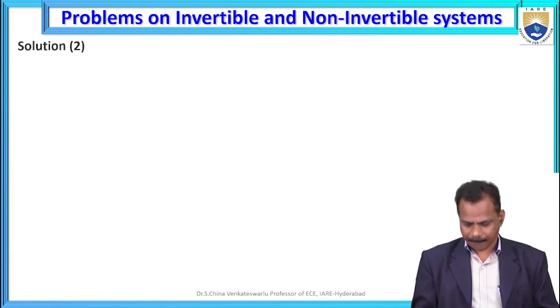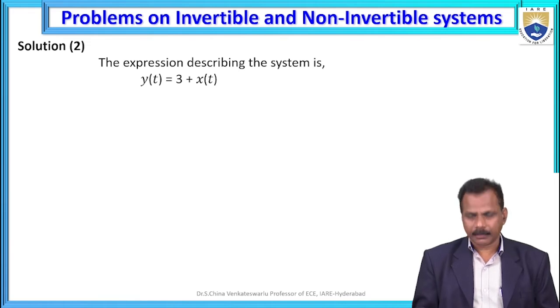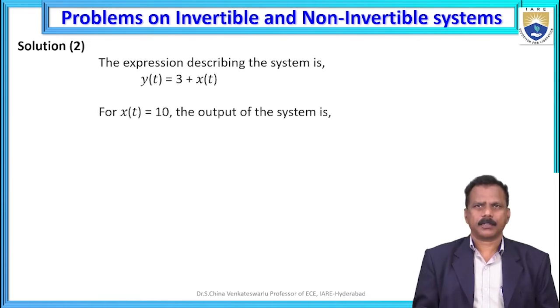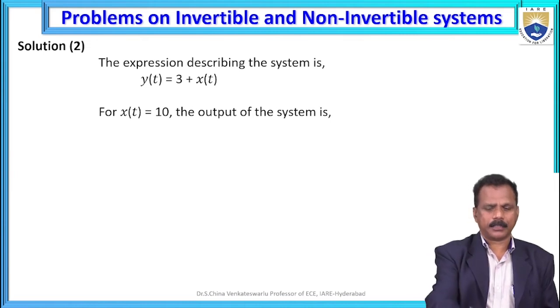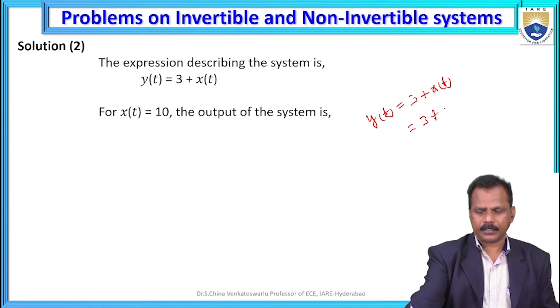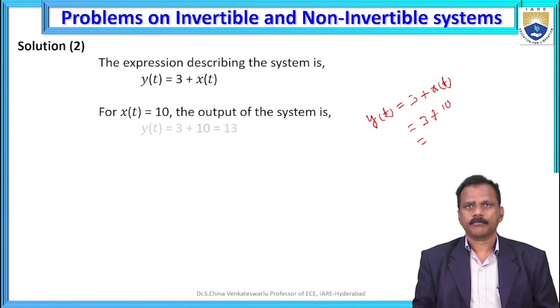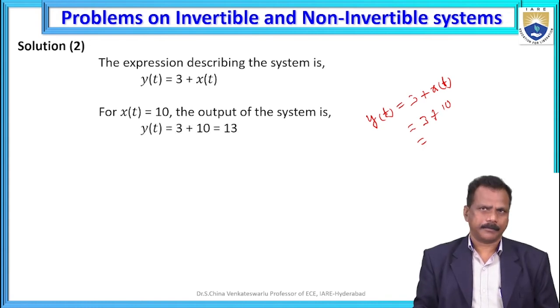Okay, next, the second one. The expression describing the system is y of t equal to 3 plus x of t. Here, for x of t equal to 10, substitute: y of t is equal to 3 plus x of t, so y of t is equal to 3 plus 10, which is equal to 13.